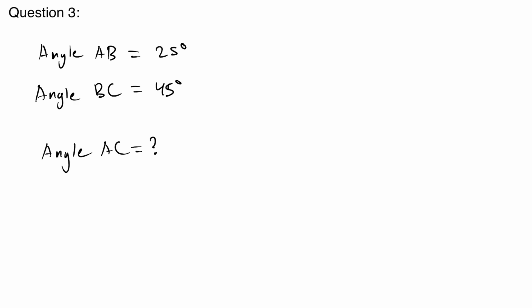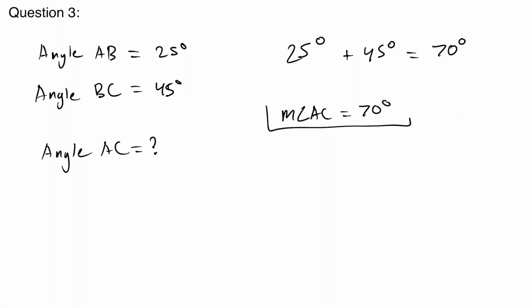How do you do this? Well, once again, you simply just add angle AB and angle BC, because that's what makes up angle AC. So you would go 25 degrees plus 45 degrees is equal to 70 degrees. And so to write that in the proper notation, you would go the measurement of angle AC is equal to 70 degrees. Let's try one last problem.